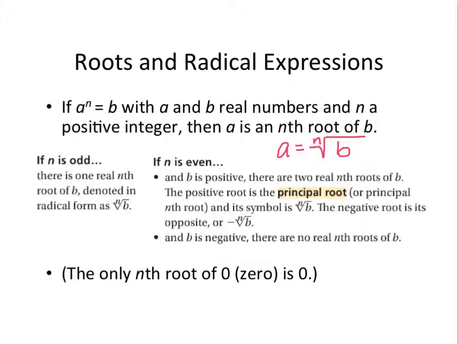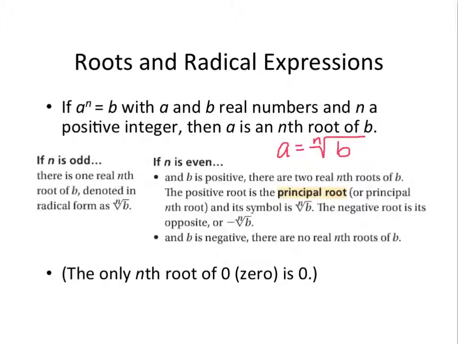Now, if n is an odd power, if n is odd, there is one real nth root of b, and it's denoted in radical form as you would see it right here. So if it's odd, there is one real nth root of b. That would be for cube roots and so on, odd powers, or odd indices. We'll get to the vocabulary in just a second.